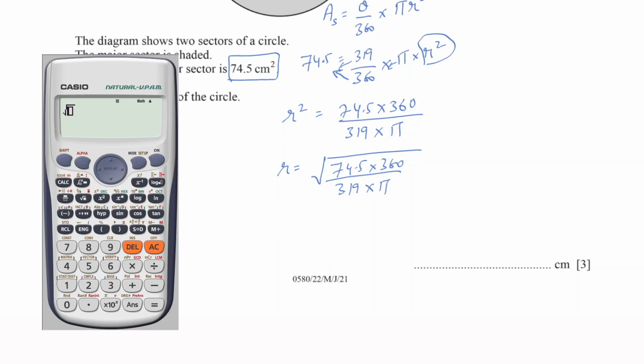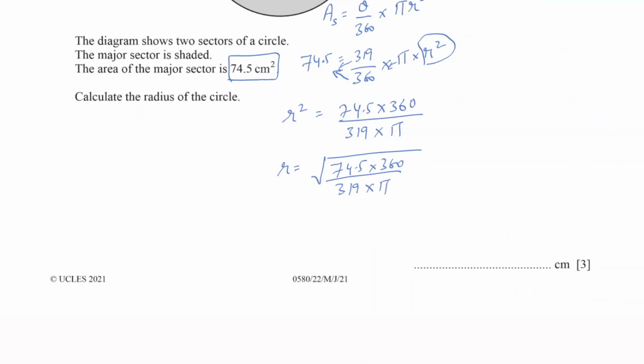So we have the square root of 74.5 times 360 divided by 319 times pi, and that gives me 5.173, or we can write 5.17 also. 5.17. So that's our final answer.